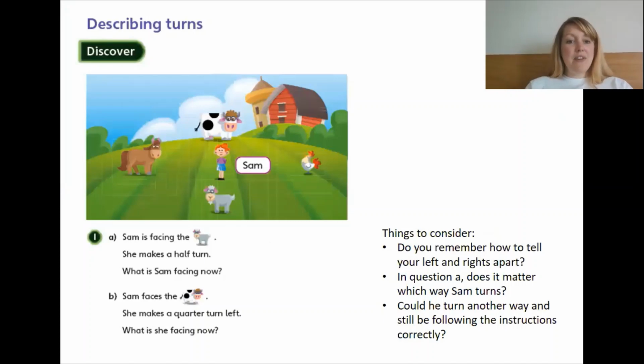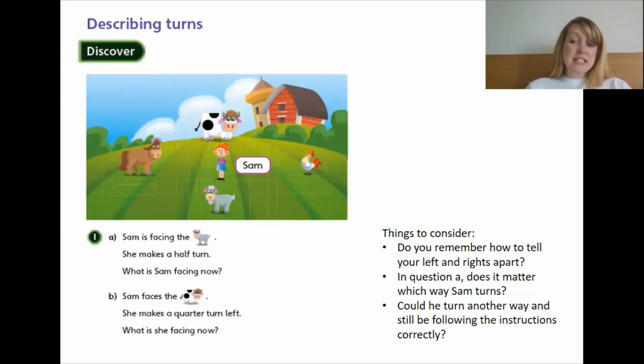So for today's Discover, we're looking at describing turns. So here you can see that Sam is facing the goat and she makes a half turn. So where is Sam facing now? Sam then faces the cow and she makes a 1/4 turn left. What is she facing now?